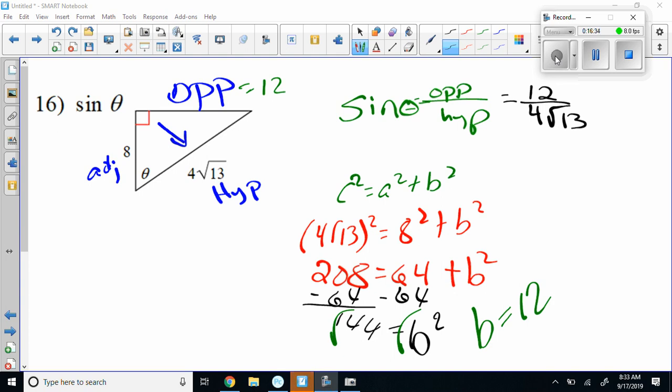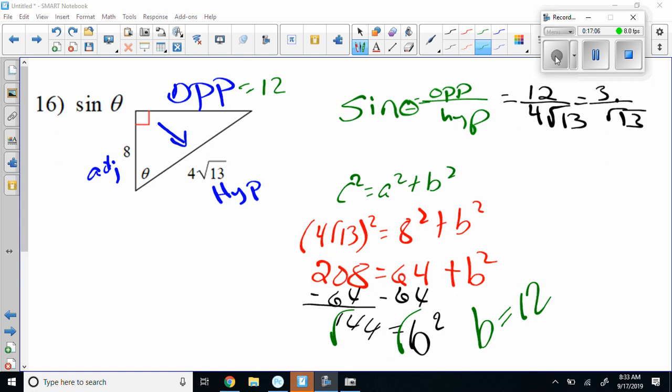Can I leave my answer like that? Yes or no? No. Oh, I can simplify 12 and 4, right? 3 over the square root of 13, right? Okay, can I leave it like that? I've got to move the square root. What do we call that? Miss Smith, what do we call that, huh?